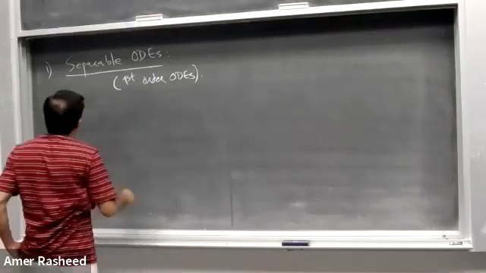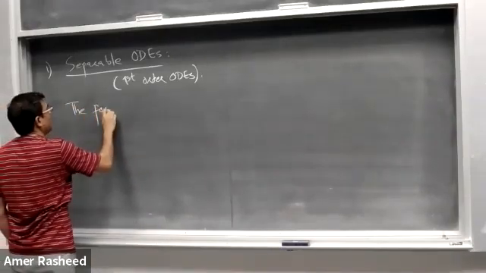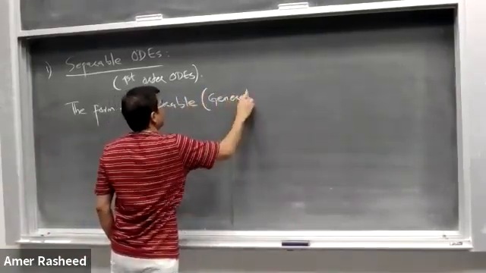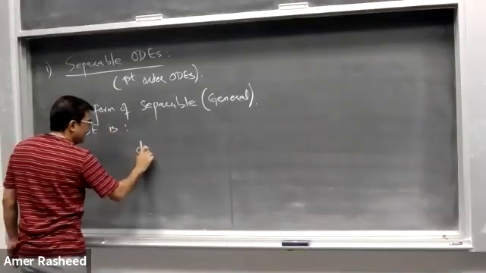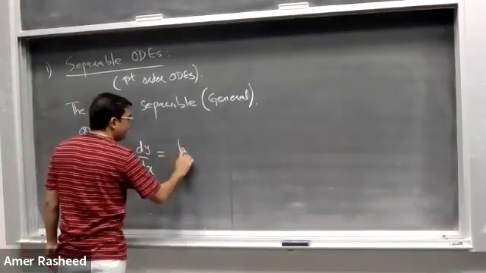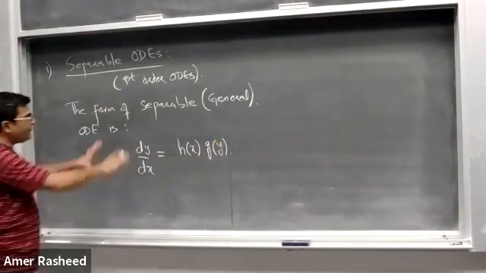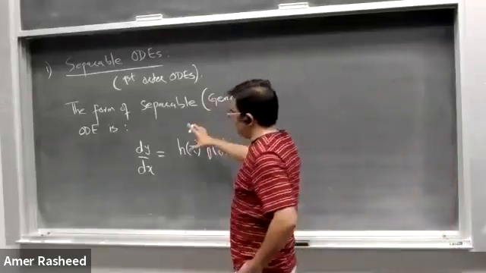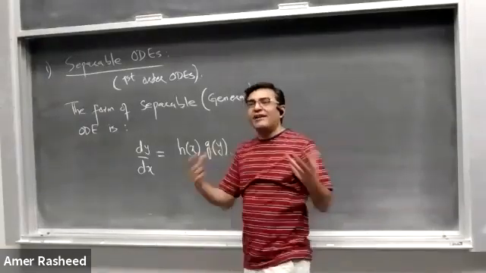In this technique, we have to look at the differential equation. The form of the differential equation should be like this. The general form of a separable ODE is dy by dx equal to some function h of x times some function g of y. What you have to look at in the differential equation is that the variables should be separable. We should be able to separate the variables.